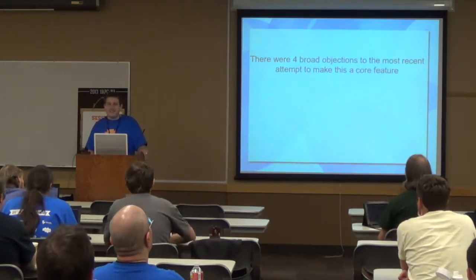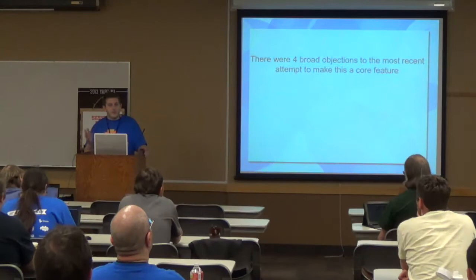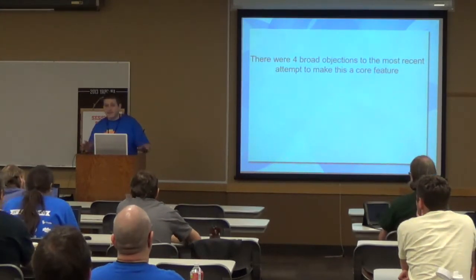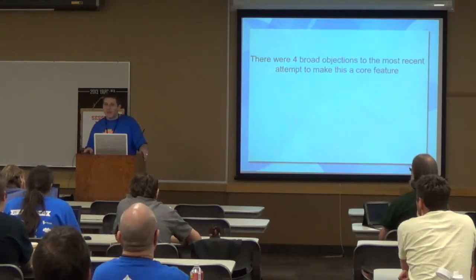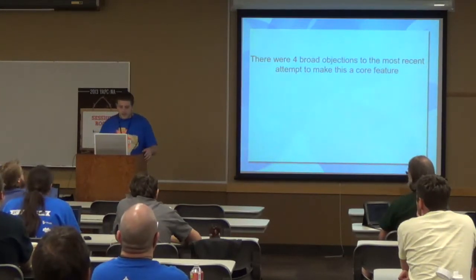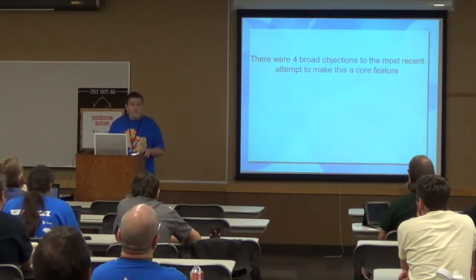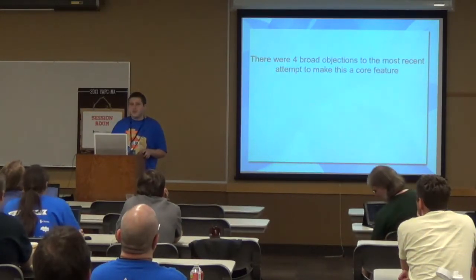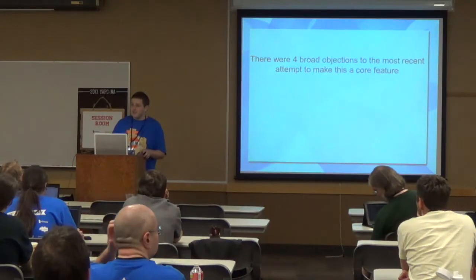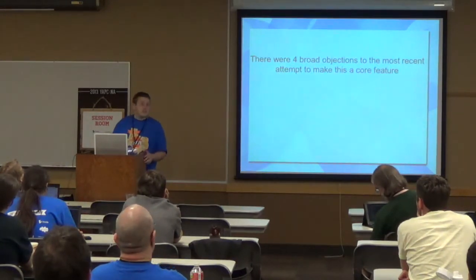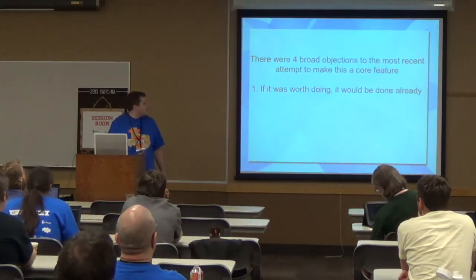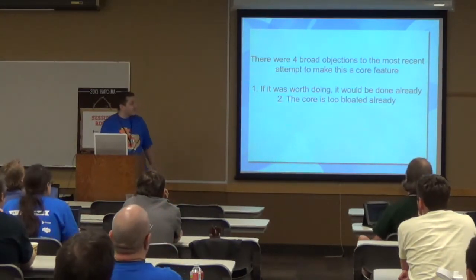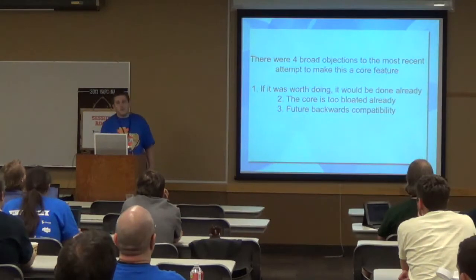So, going back to the list, and this is my favorite thing to talk about. Well, that's not true. That's what I came here to talk about. I would love to talk about the core features, and I'll shut up now so I can get to that at the end. But this is the tricky part. Getting it through the code review, getting it to an acceptable state, making sure that I don't blow up the world trying to add this feature. So the 4 broad objections to when I started working on this is, number 1, if it was worth doing, it'd be done already. The core is too bloated. Future backwards compatibility.